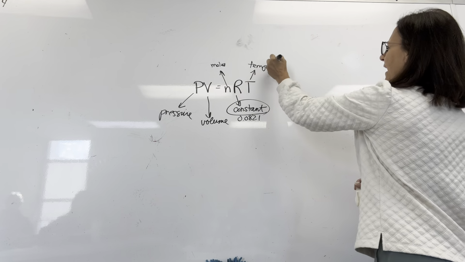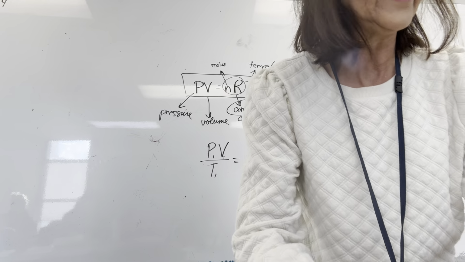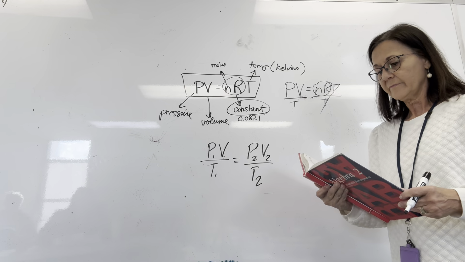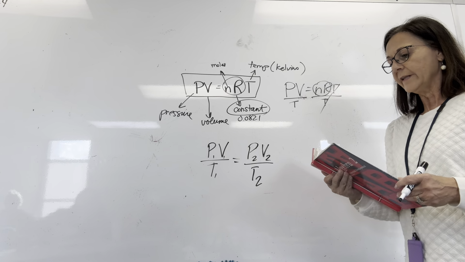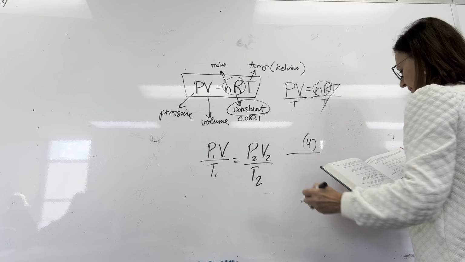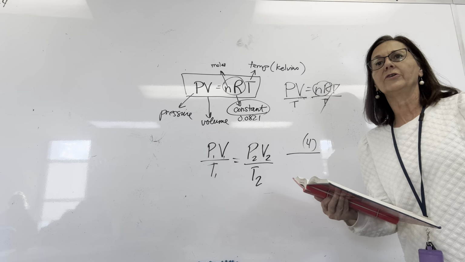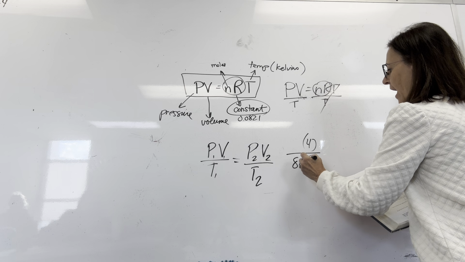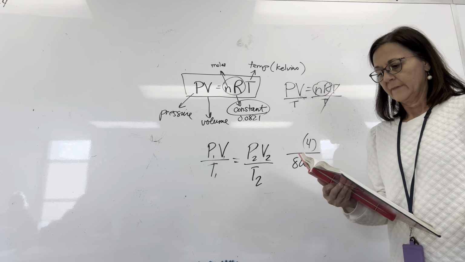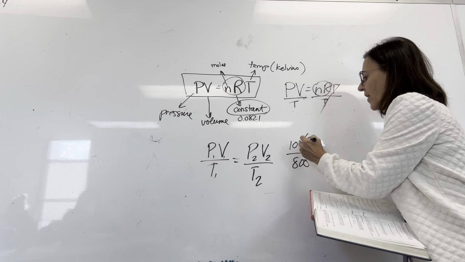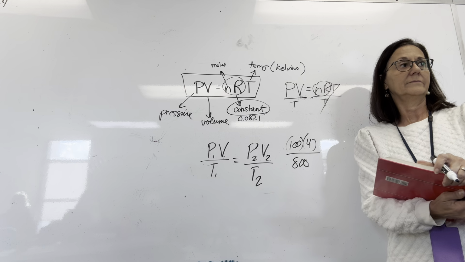Look at example 1 on the top of page 246. 4 liters of an ideal gas. What's liters? Volume. That's my initial V. 4 liters of an ideal gas at a temperature, they tell you, 800 kelvins. That's in the denominator. Had a pressure of 100 newtons.